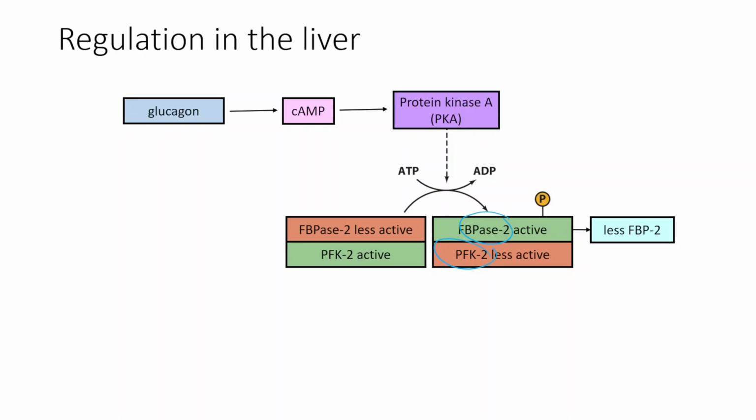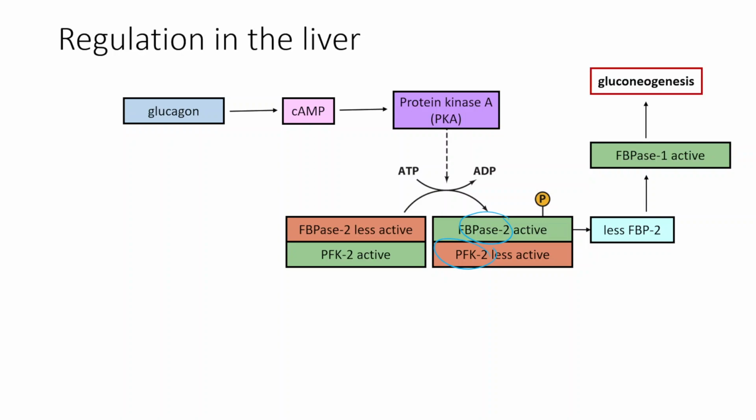If you make less FBP2, that means PFK1 is not working. The opposite, the enzyme that opposes it, is working. We just talked about what opposes step 3, FBPase1. So FBPase1 is activated, which means gluconeogenesis is going to happen.